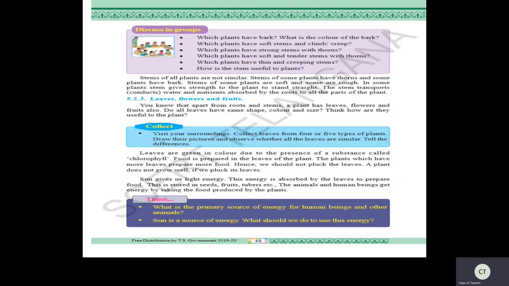See here, which plant has bark? What is the color of the bark? Discuss this in group. Today we are going to discuss these points. Okay, children? Let us see here.